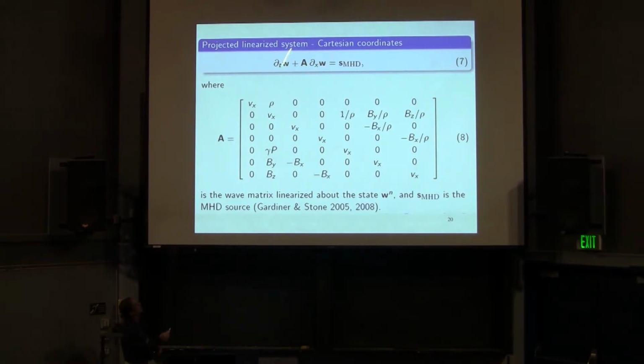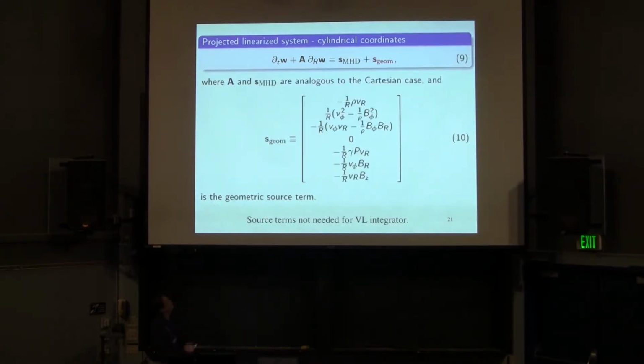Aaron wrote out this linearized system that you have to evolve. So the reconstruction step in CTU involves evolving this set of equations for the primitive variables W that you're going to use to construct the left and right states. This is the Roe matrix A. If you're familiar with the Roe Riemann solver, you've seen it before. The point is that the source terms on the right-hand side that you have to use to evolve these equations include some geometrical factors that weren't there before.